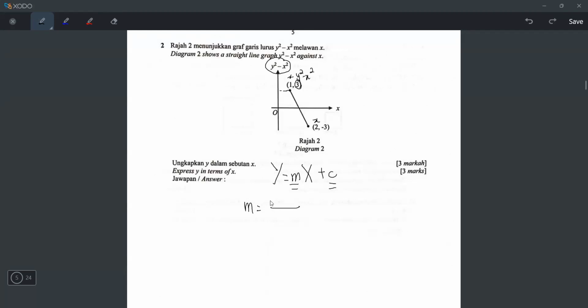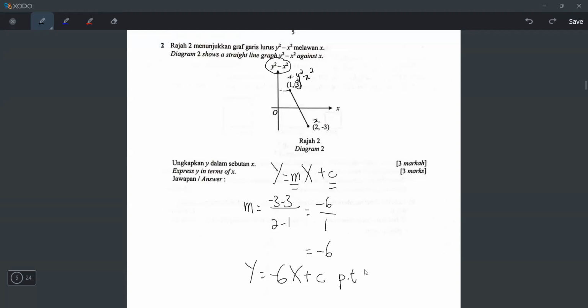So when you find the gradient, it will be negative 3 minus 3, because this is y minus y, divided by x minus x, 2 minus 1. So you will end up with negative 6 over 1, and then the gradient will be negative 6. So when you substitute, it will be y equals to negative 6x plus c. C is the y-intercept, but they never give, right?